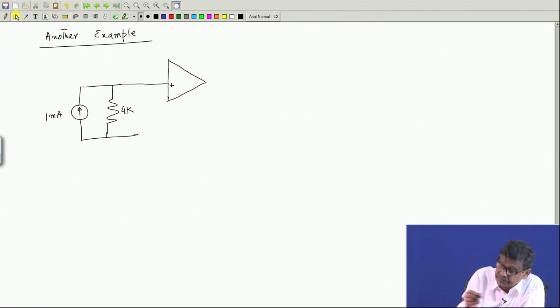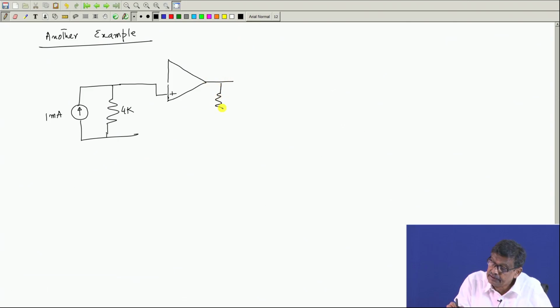I think I should... this one is connected here to the plus terminal, like this 4 k, and at this output, let me first draw the circuit. There is a 3 k connected, and this is plus, and here is a minus, there must be negative feedback.